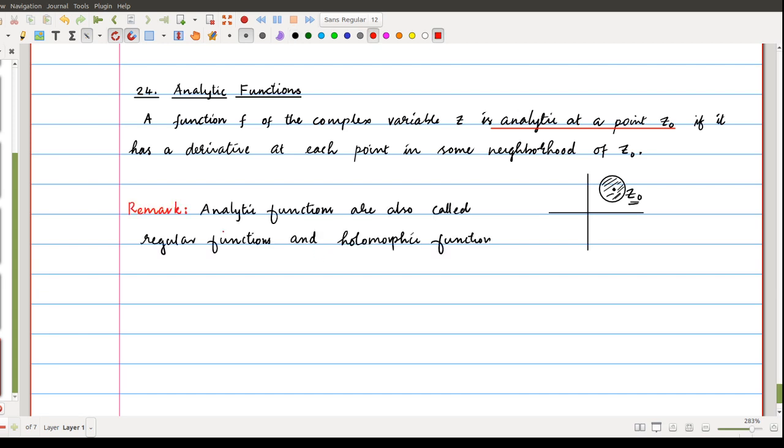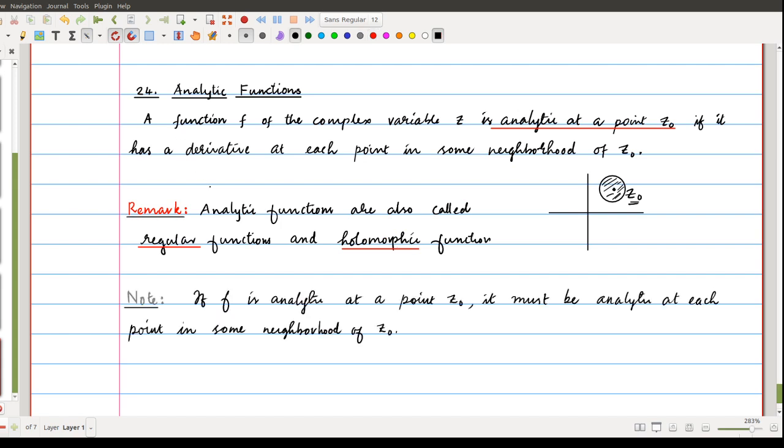Note that analytic functions are also called regular functions or holomorphic functions. Both terms are used to denote analytic functions. So a function is said to be regular at z0 if that function has a derivative at every point of some neighborhood of z0. Similarly, you can call this analytic function a holomorphic function as well.